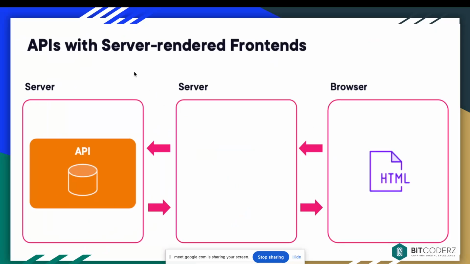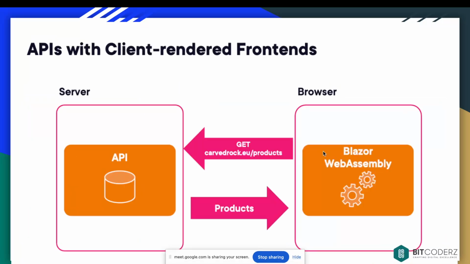So an API with a server-rendered front end means, as I mentioned, the browser itself is rendered from the backend. The server itself creates what we are seeing in the front end, that is rendered by the API. So the server creates the HTML part and sends it to the browser, and you can also request data from the database.